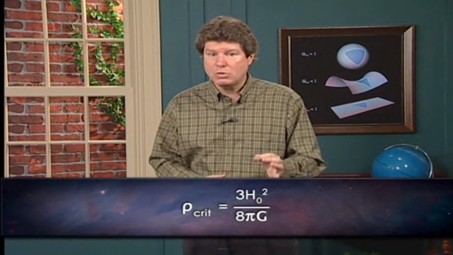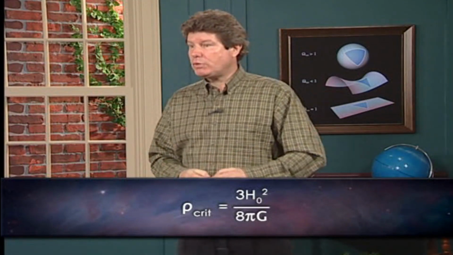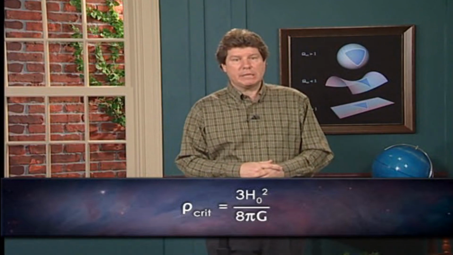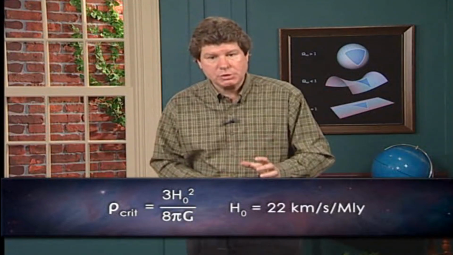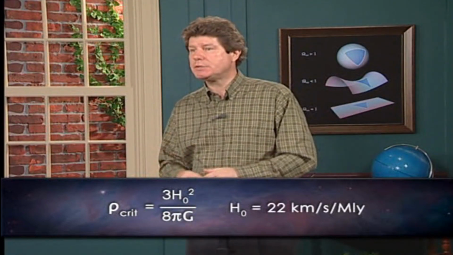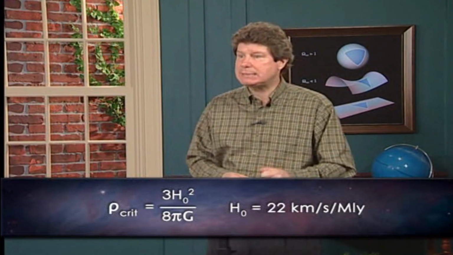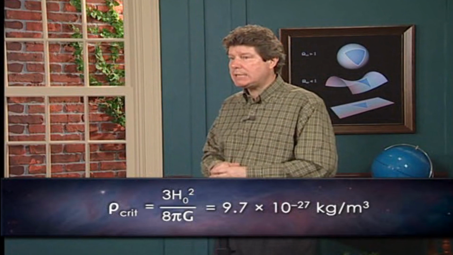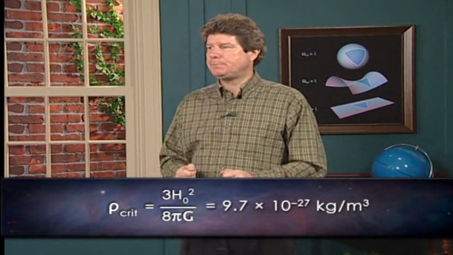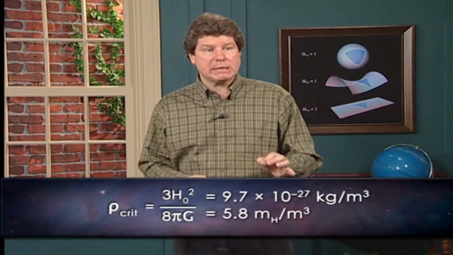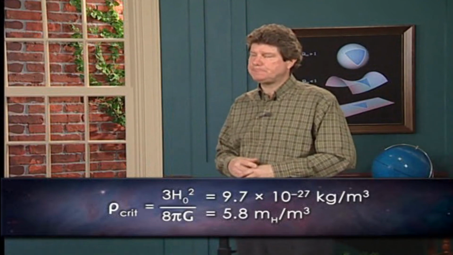Now, since we know the Hubble's constant pretty well, cosmologists usually rearrange this equation and talk about a critical density, rho critical, equals 3 H0 squared over 8 pi G. If you put in the measured value of H0, that's, remember, 22 kilometers per second per million light years, you get the extremely tiny density of 9.7 times 10 to the minus 27 kilograms per cubic meter. That's equivalent to about 5.8 hydrogen atoms per cubic meter.